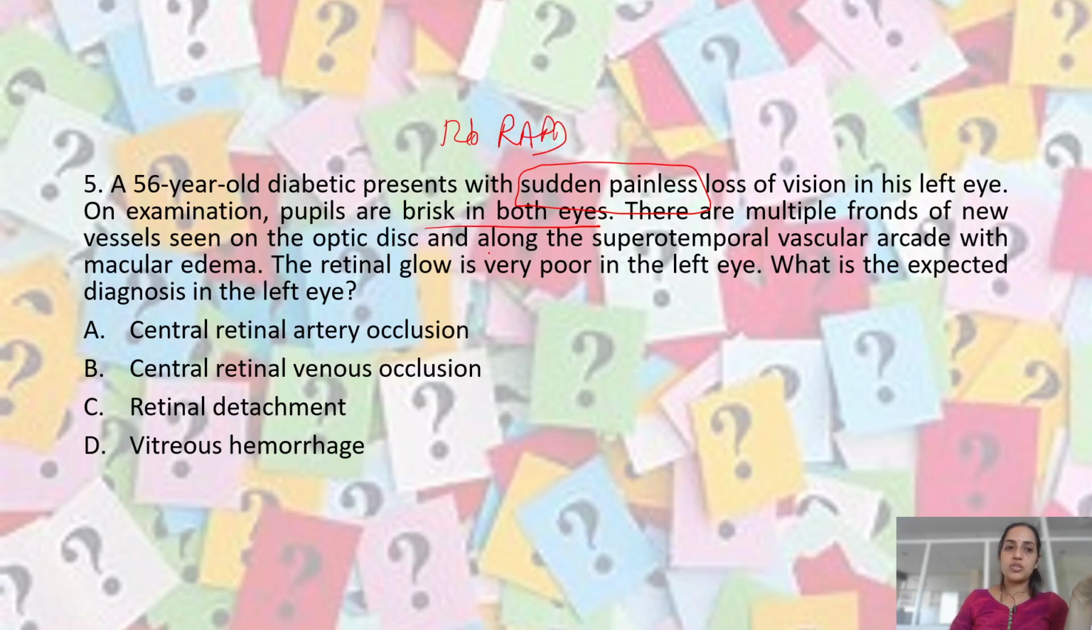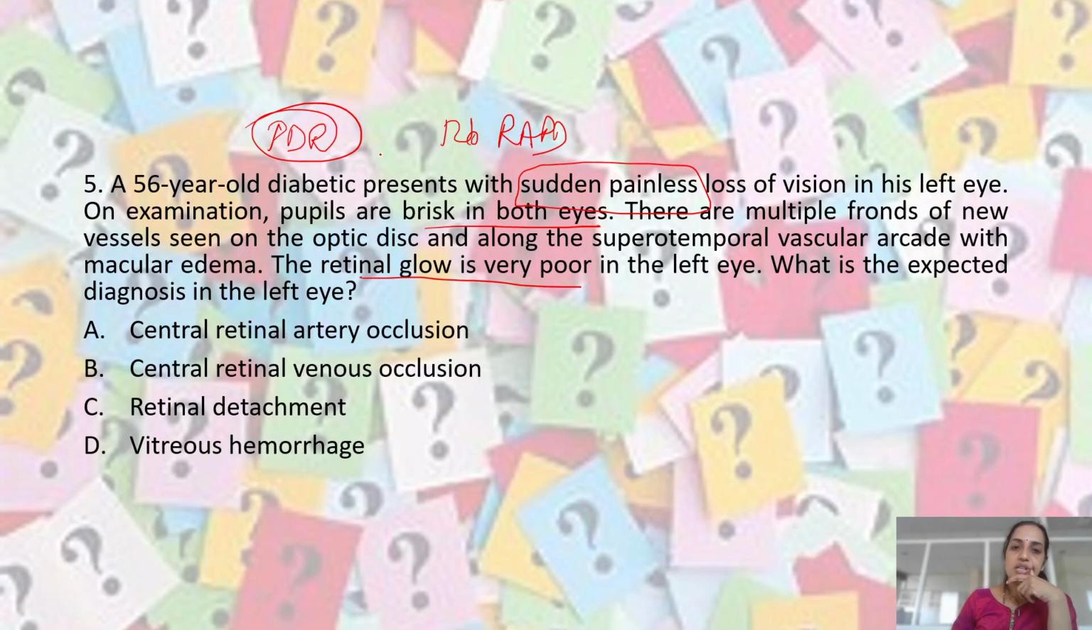There are multiple fronds of new vessels seen on the optic disc and along the superior-temporal vascular arcade with macular edema in the right eye. Okay, so in the right eye there is proliferative diabetic retinopathy. In the left eye, the retinal glow is very poor because of some problem and you are not able to see. So what is the expected diagnosis in the left eye?